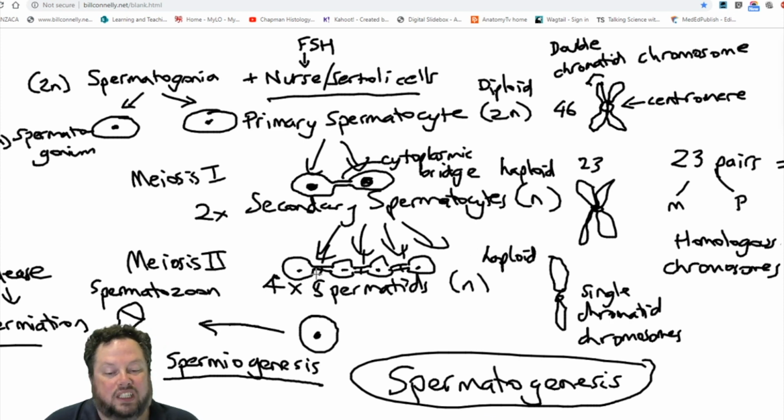Now, it's suggested that the reason we have these cytoplasmic bridges is to regulate and coordinate the release of X and Y bearing sperm, so that they're not released in different waves. I don't know how true that is, but certainly that's one of the suggestions that has come up.